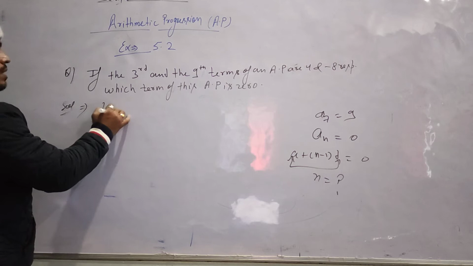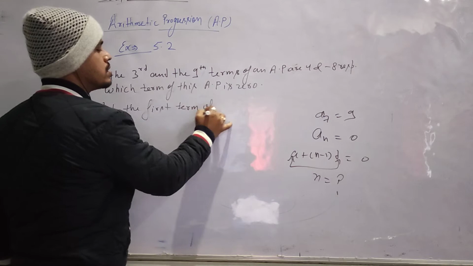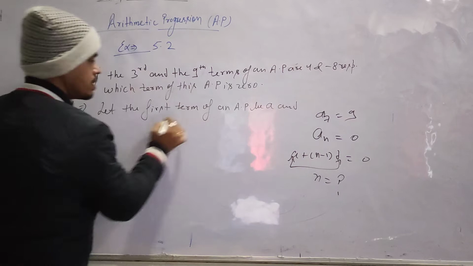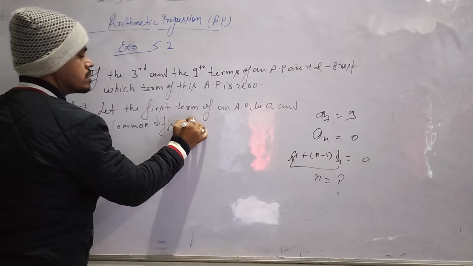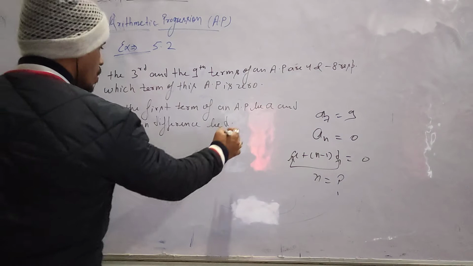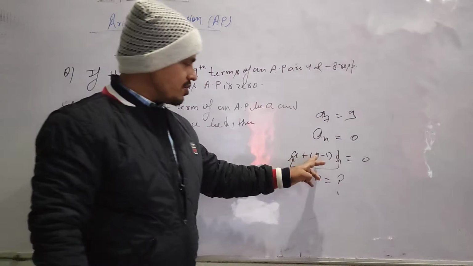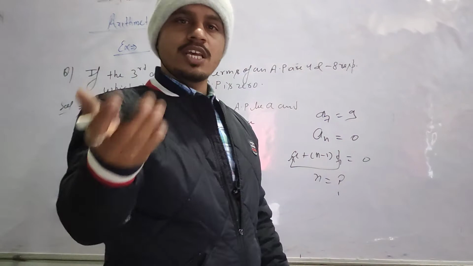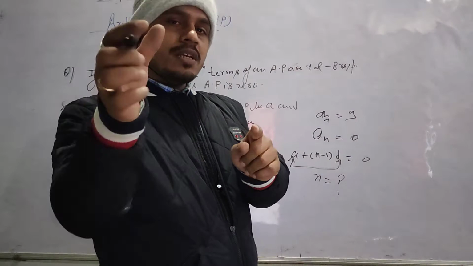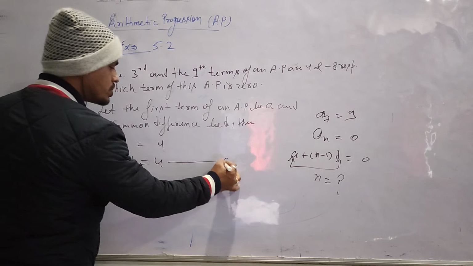So firstly, let the first term of the AP be a and the common difference be d. Then according to the question, a_3 = 4. What is a_3? It is a + 2d, since 3 minus 1 is 2. a_4 is a + 3d, a_5 is a + 4d, meaning one less. If the fifth term is asked, we take 5 minus 1, which is 4, and multiply it with d. So a + 2d = 4, this is equation number 1.